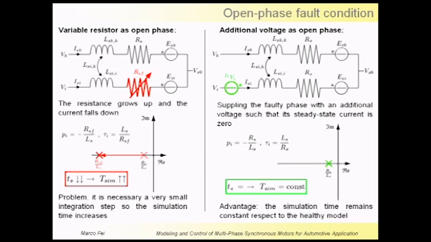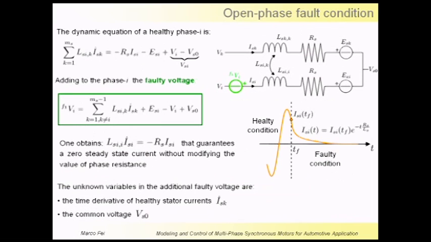This model does not have a physical meaning. This is a trick, because an additional voltage is used to feed the faulty phases in order to obtain a zero steady-state current. In this way, the faulty phase resistance is not modified, and so one obtains the same simulation time with respect to the healthy model. Note that adding this voltage to this equation, one obtains this first-order system. So when the fault occurs, the current falls down to zero with this exponential law.